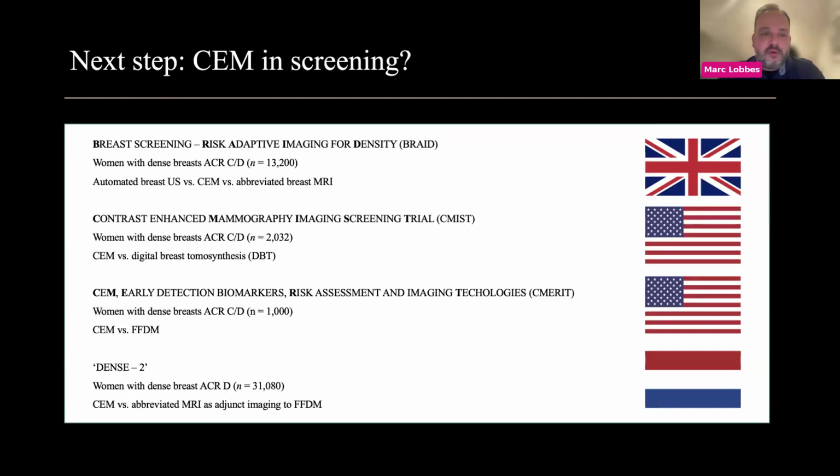So on a very broad scale, it looks good for contrast-enhanced mammography. The indications are expanding. More and more units are being installed, more and more people are embracing it. And again, it's not forbidden to do breast MRI.